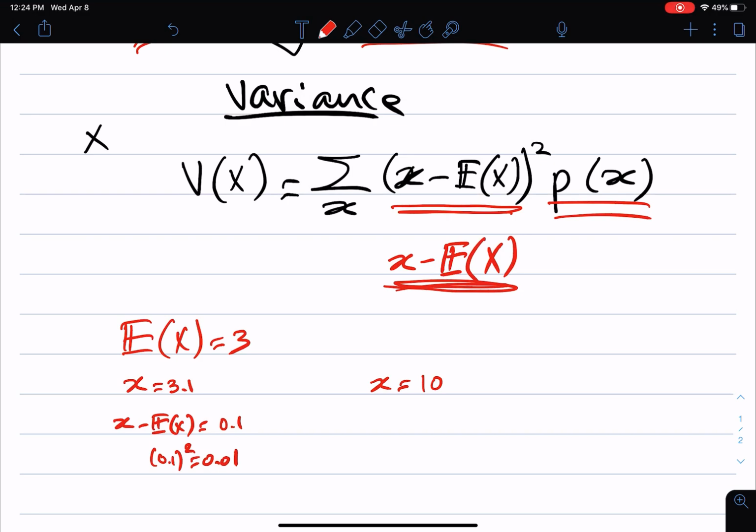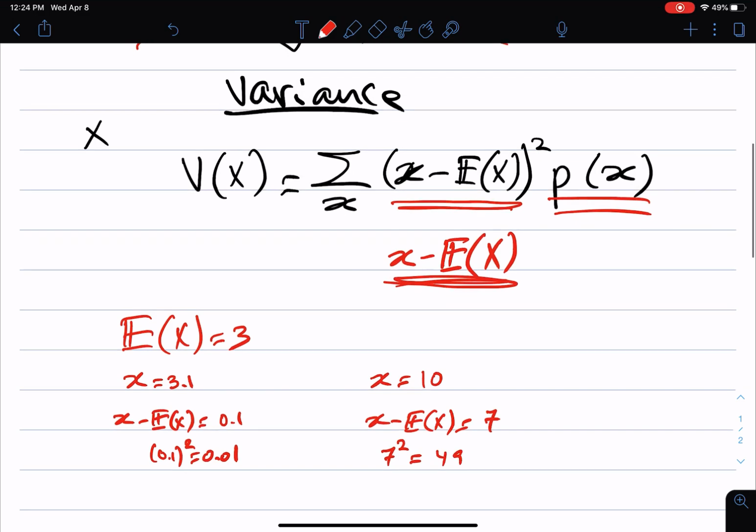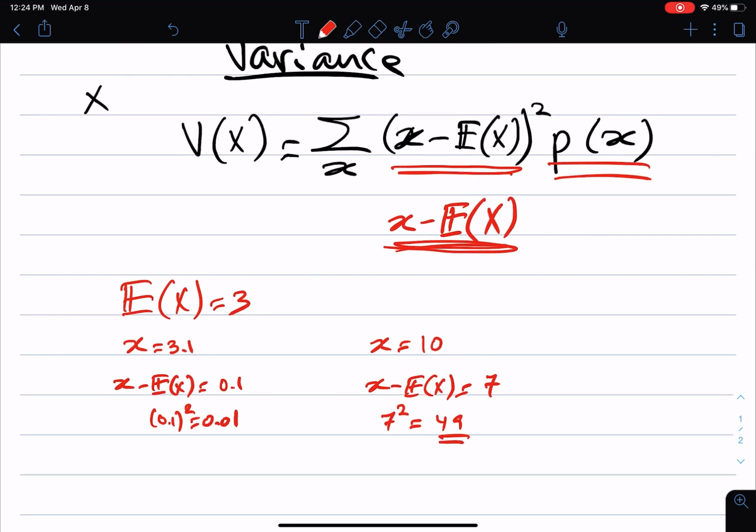If you look at x equal 10 here, x minus the expected value of x, again we have 10 minus 3, it's 7, and 7 to the second is 49. Okay, so now it amplified. Not only are we saying that the x is 7 points away from the mean. No, we are saying it's 49 points away from the mean. So if the distance is larger, the effect under this square becomes even larger.